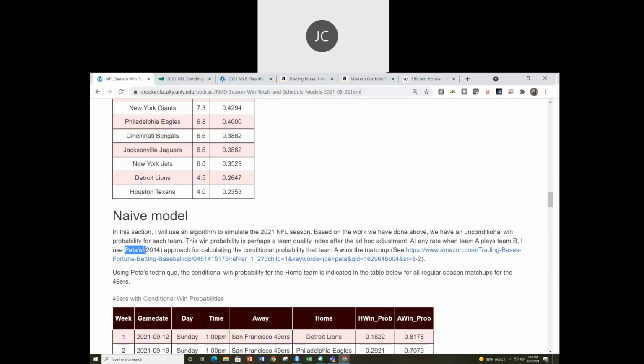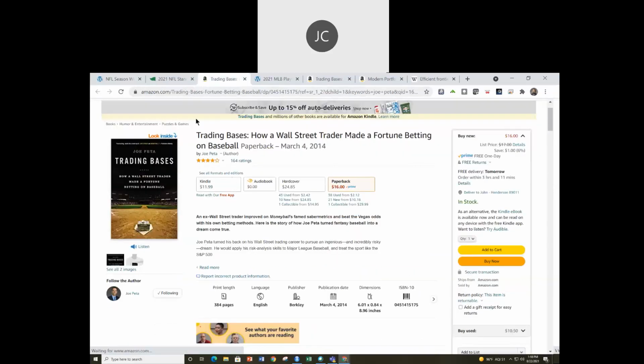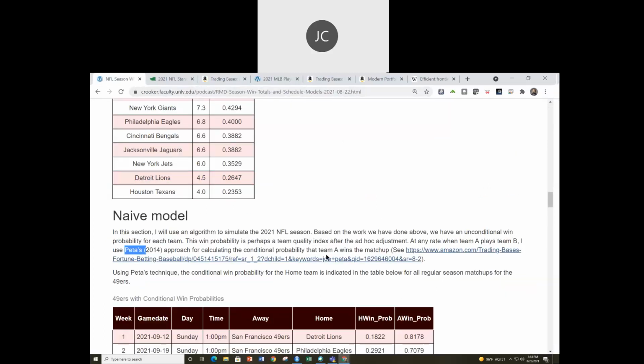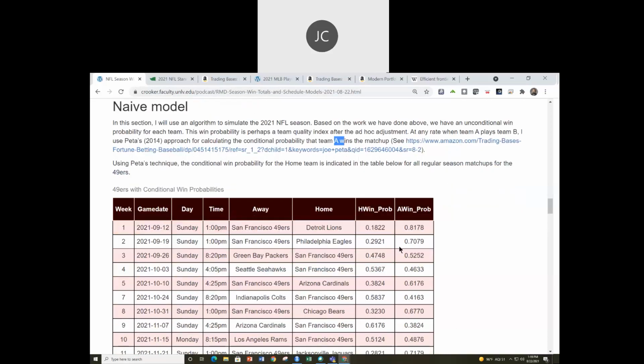And so I referenced Joe Peta's 2014 book and the conversation yesterday, looking at Major League Baseball win totals. So that's that book again, and I'm definitely following Joe Peta and what he is doing. I suppose my naive creation is true, and then I use Peta's approach to calculate the conditional probability that Team A wins given they're matched up against a particular opponent, and we can see how those probabilities played out right now.